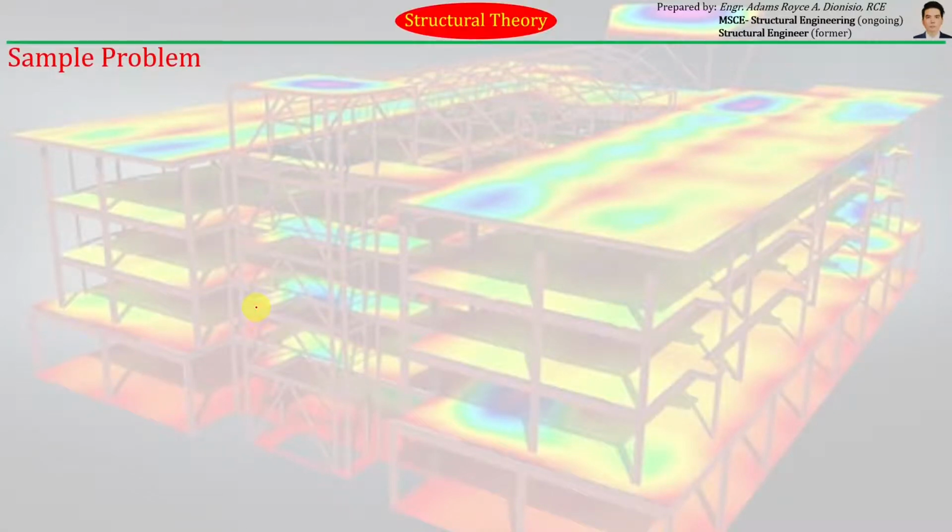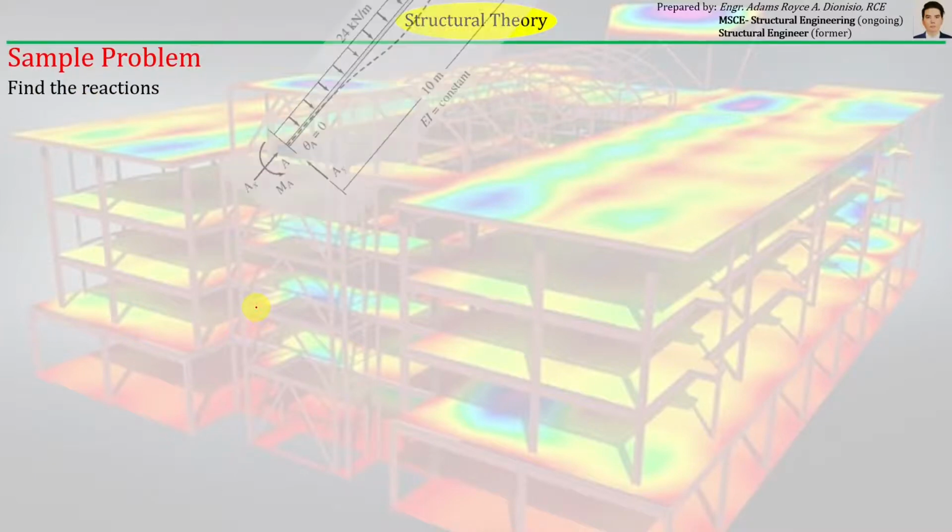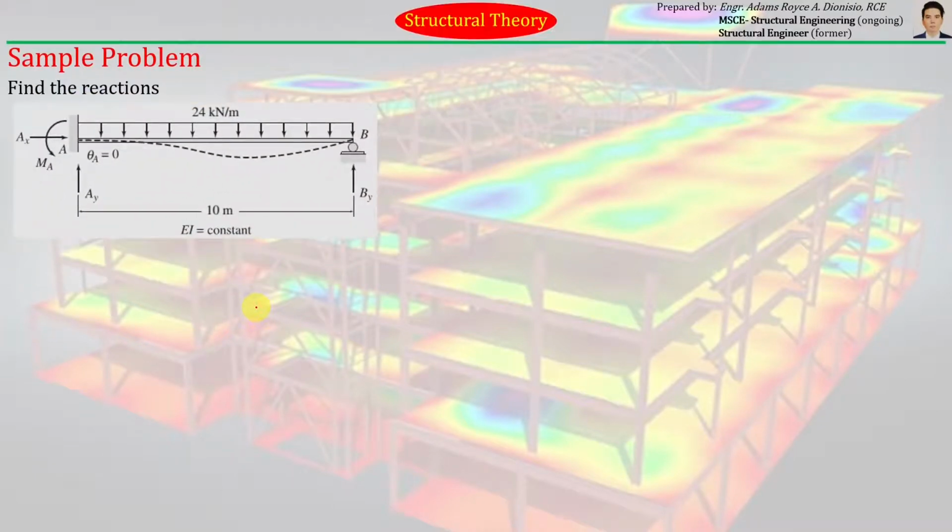So let's try to solve this sample problem that we have here. We have here a prop beam. We have a beam here that is fixed supported here and has a roller support here. So basically, this is what you call a prop beam. It's like a cantilevered beam, but it just has a roller support here on the supposedly free end. The question asks for the reactions of this prop beam.